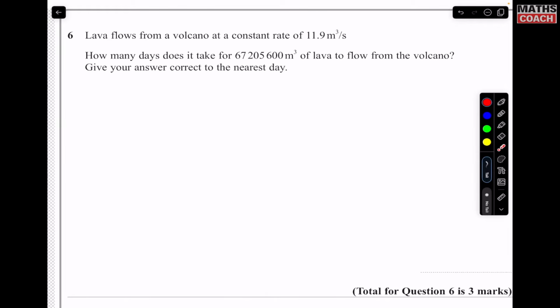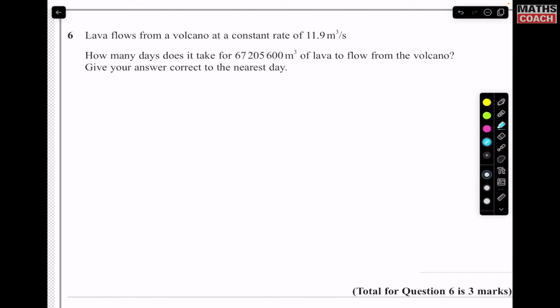Lava flows from a volcano at a constant rate of 11.9 meters cubed per second. How many days does it take for 67,205,600 meter cubed of lava to flow from the volcano? Give your answer correct to the nearest day.